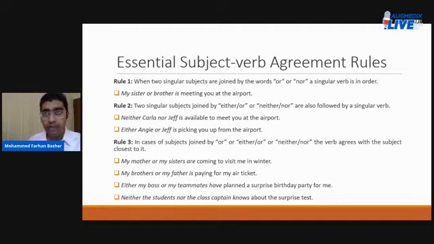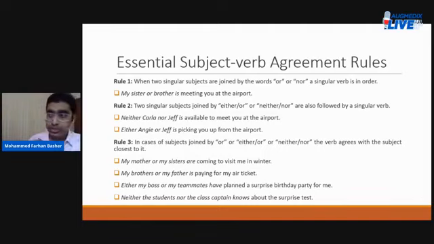So for rule number 1, if two singular subjects are joined by "or" or "nor," then a singular verb follows, such as in this example, which is in the present tense. My sister or brother is meeting you at the airport.